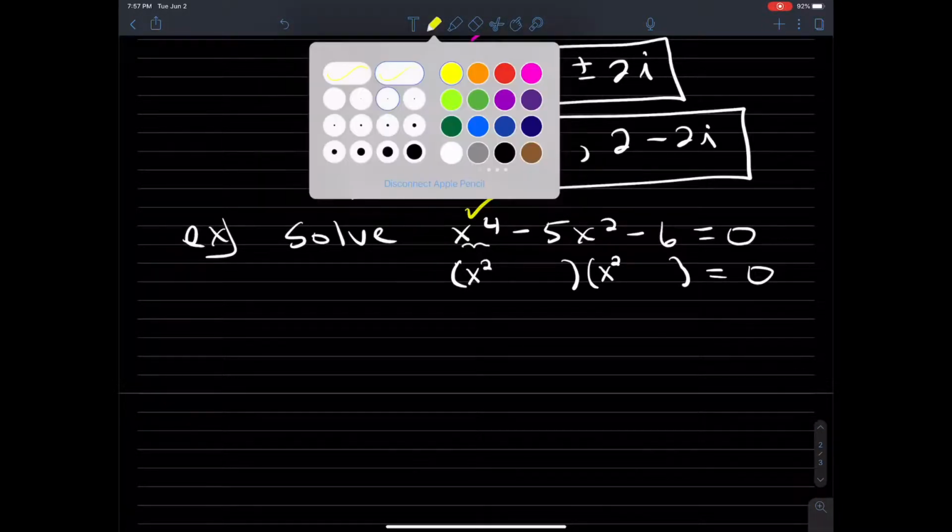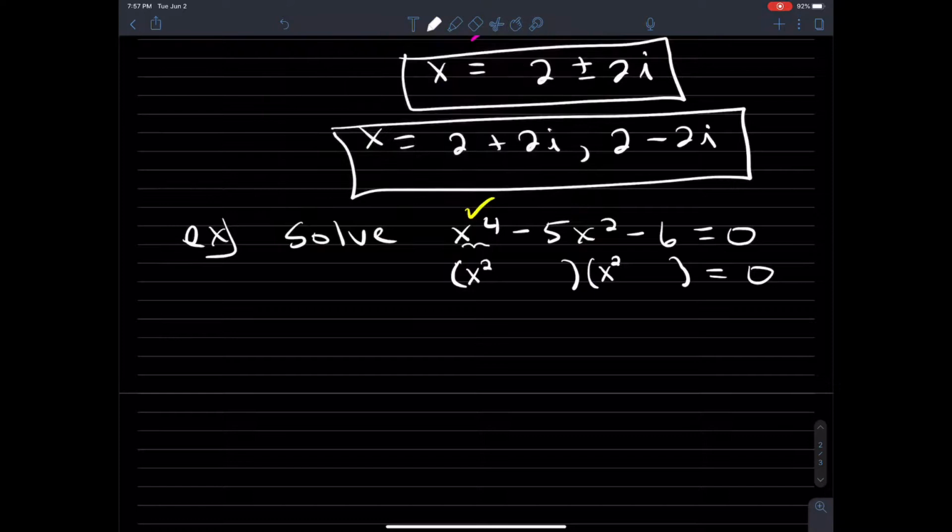And then we look at our last term here, minus 6. How about 3 and 2? But one's a plus, one's a minus. The difference is 1, so that's not going to work. But it is negative, so maybe 6 and 1. And that works because that's minus 6x squared and plus x squared.